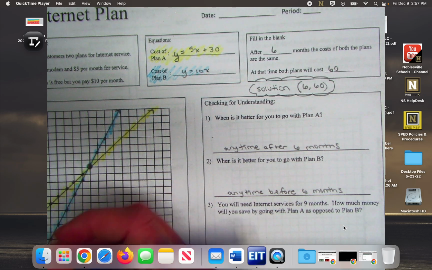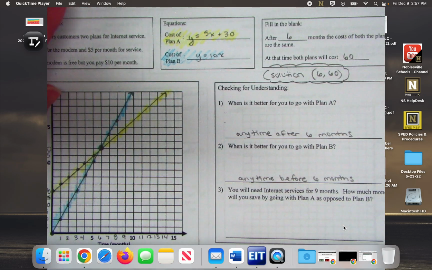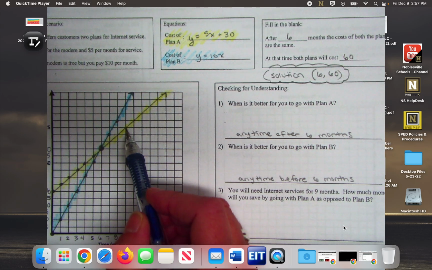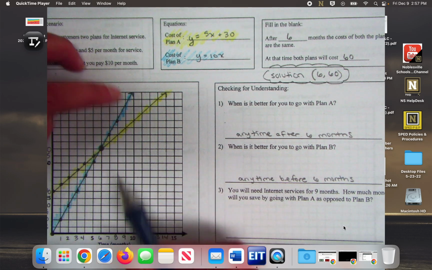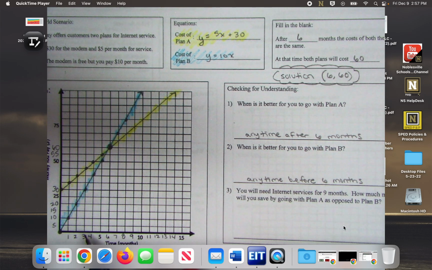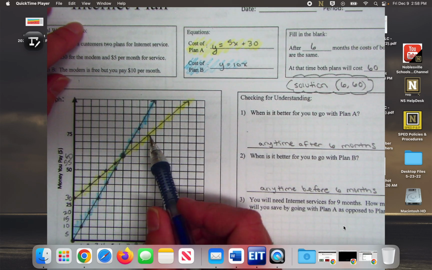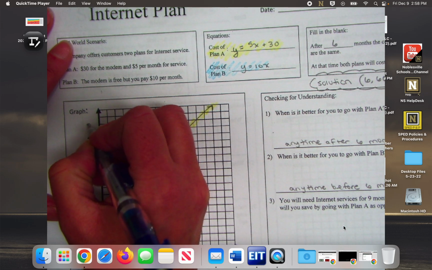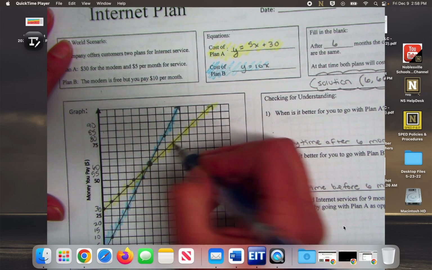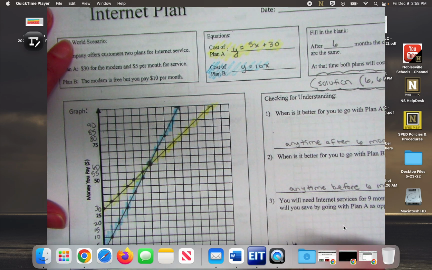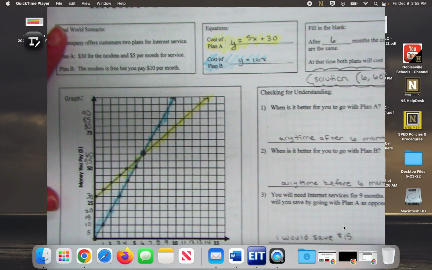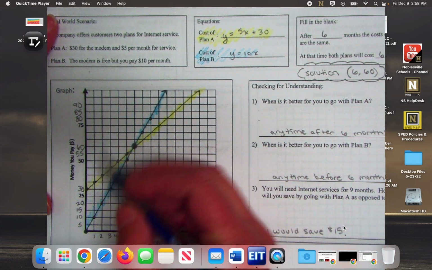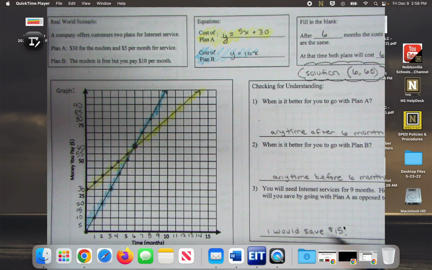What's the easier way, Griffin? Just look at the 9 months. Yeah. See where they sit. I can literally, $15. I can go over to 9 months and see that for the A plan it would be 75. And for the B plan I would be at 90. So I would save $15.